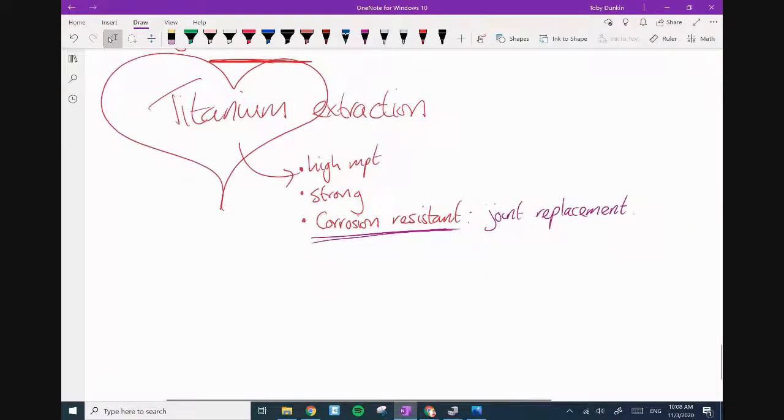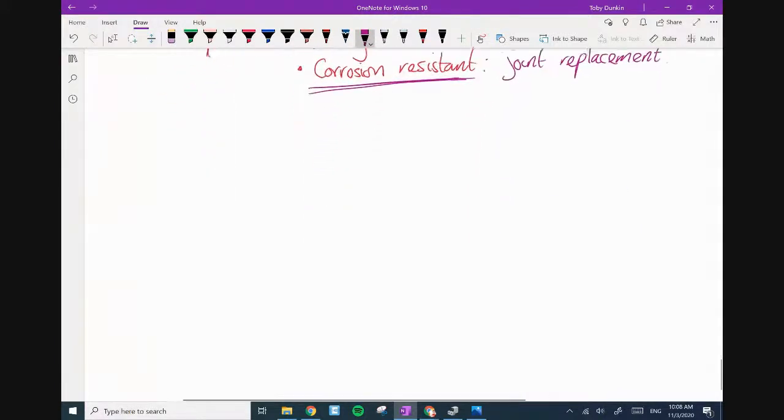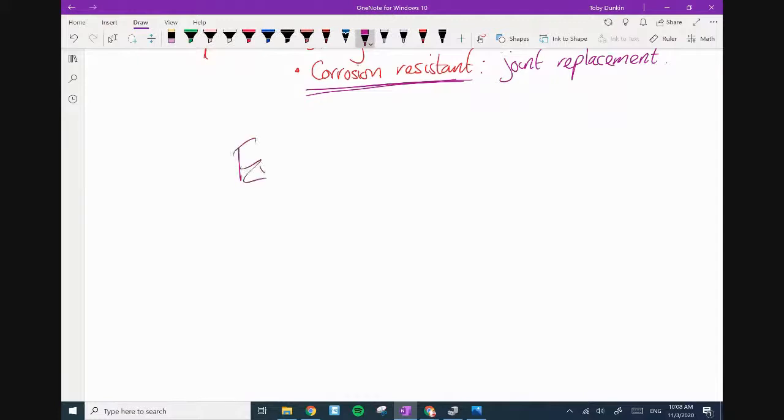We love titanium, but the problem is it's very expensive. And the reason being is due to extraction. So how do we extract titanium, Ti, a solid metal? The process is actually called the Kroll process. You don't need to know that, by the way. It's just cool to know. It's called the Kroll process.